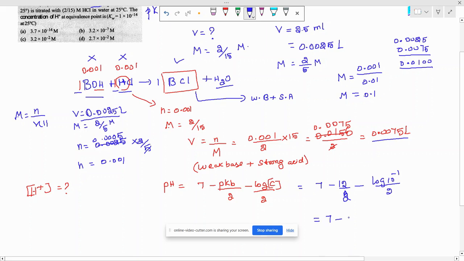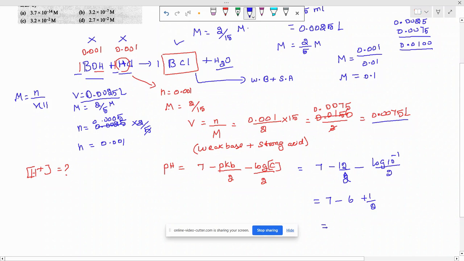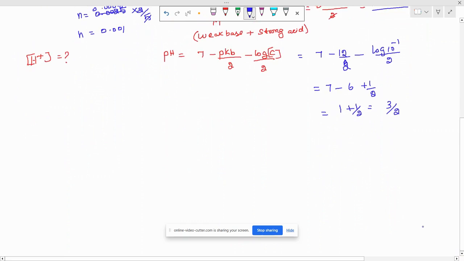So 7 minus 6 and then 10 to the power minus 1 is nothing but the 1. Actually minus 1 should be in front when you are having the log value. So minus 1 into minus, then it will be plus 1. So what is the answer actually? 7 minus 6, there will be 1. So 1 plus 1 by 2, that is nothing but the 3 by 2. pH will be 3 by 2. That is 1.5.